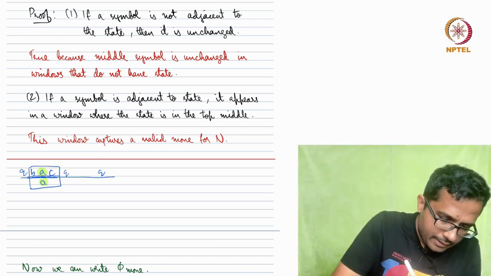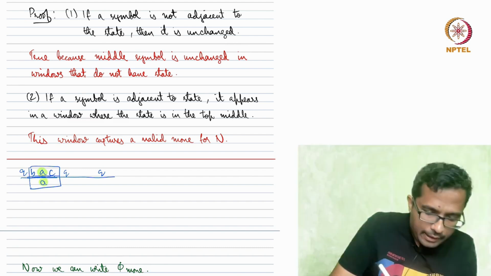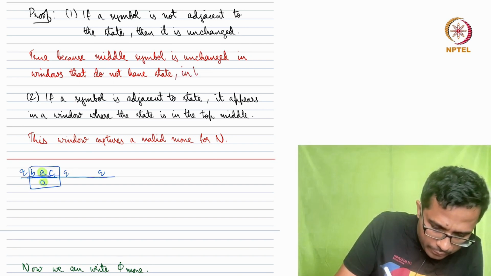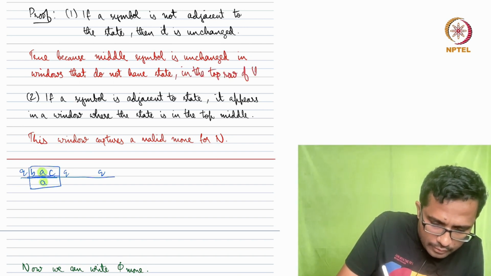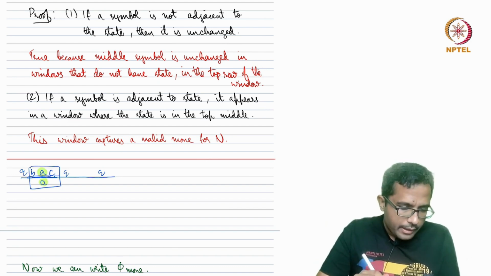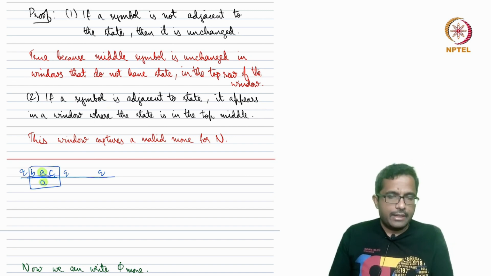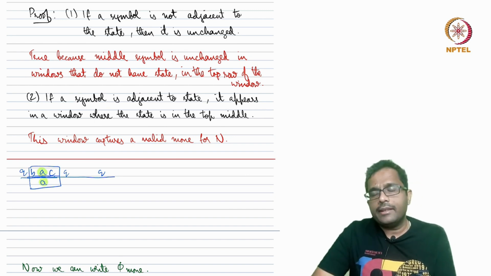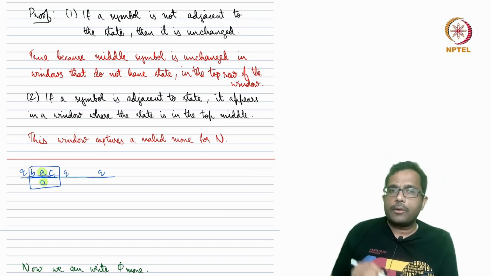So there is one, I'll just write it here. This is true because the middle symbol is unchanged in the windows that do not have the state in the top row of the window. Of course there is a state in the top row somewhere, but not in the window, right? So if the symbol is not adjacent to the state, then that symbol is unchanged, which is true in the configuration as well, and this is reflected by the window in which that symbol is in the top middle.